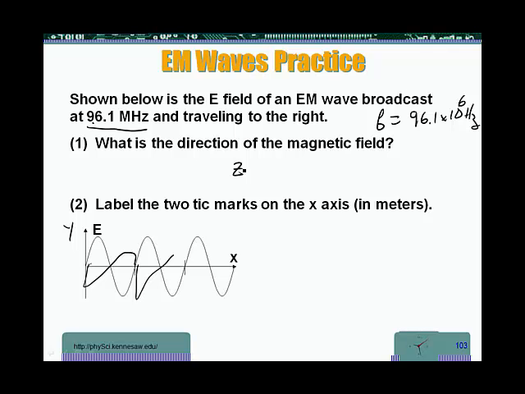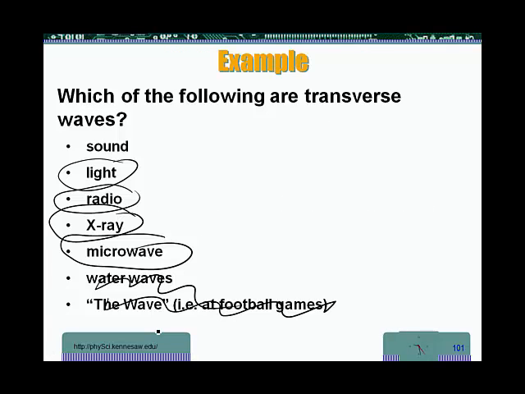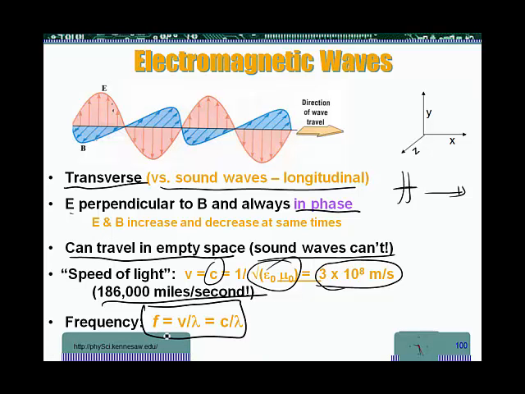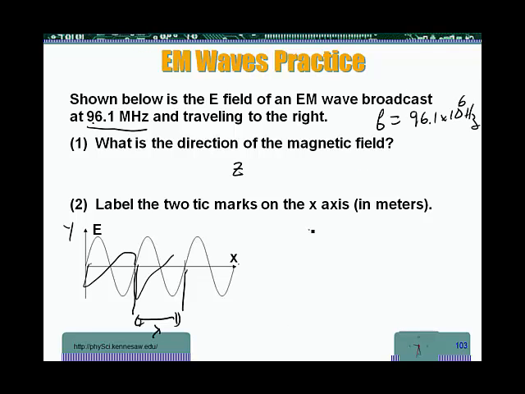Okay, now it is asking us to label the two tick marks here. Now, how do we need to label them? This is the x-axis, so the separation between them is a wavelength. So we need to find the wavelength. Remember the equation that we just have here. So f is equal to c over lambda. So the lambda is equal to c over f.